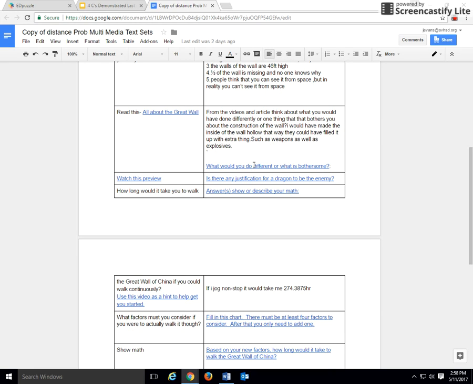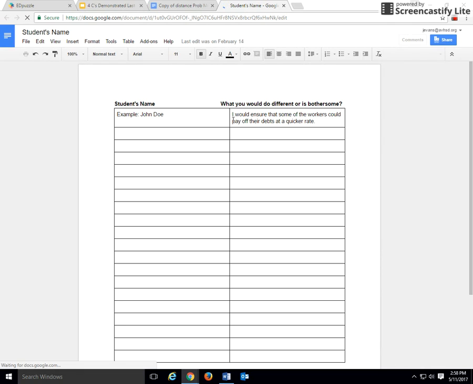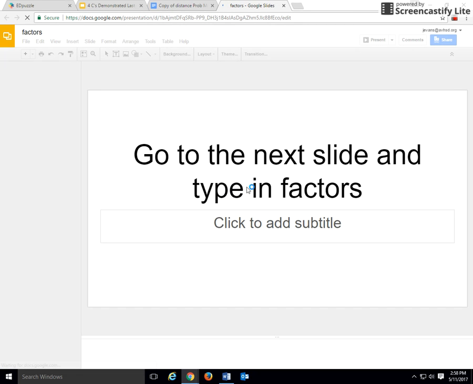It tells you different things. Like here's what would you do different, or what was bothersome after they watch some video or read something. I would ensure that some of the workers could pay off their debts at a quicker rate would be an example of an answer. So there's just different parts based on it, but it's all math based.